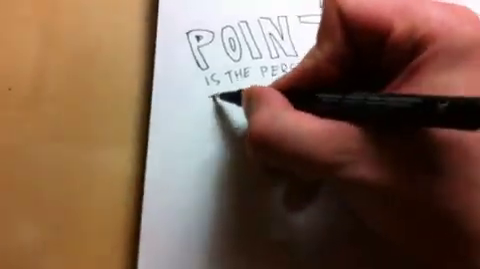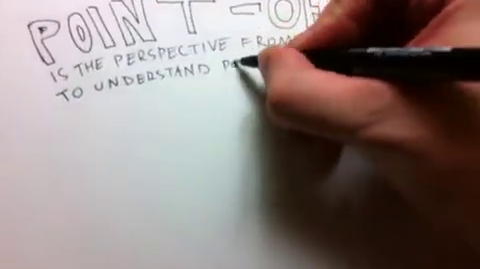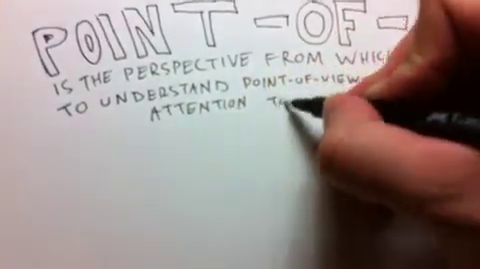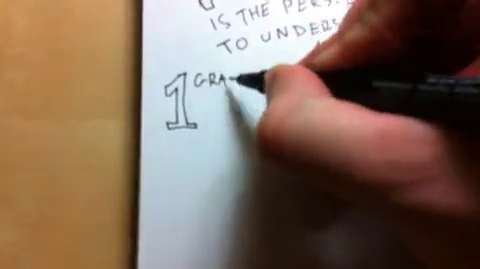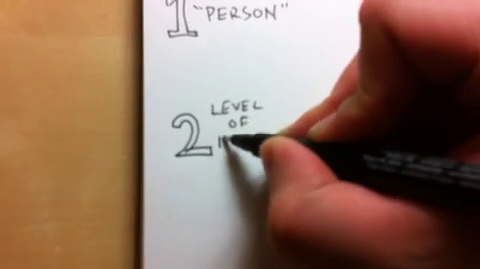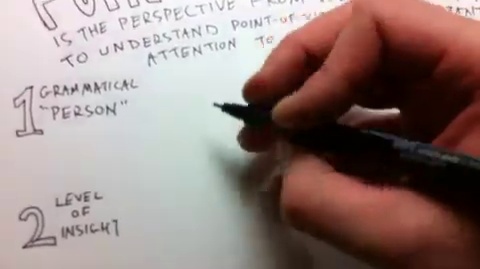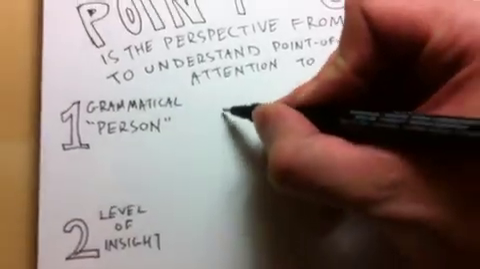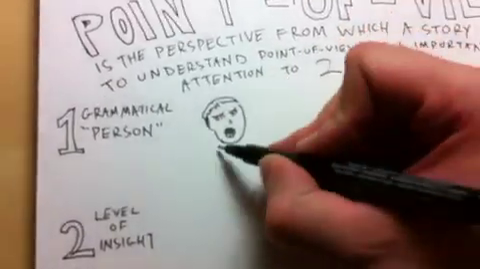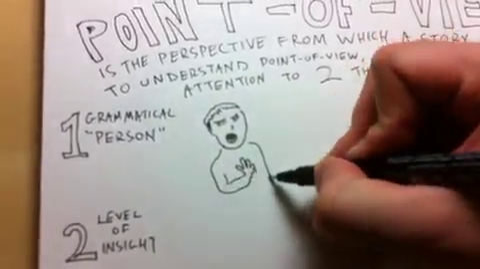To understand and talk about point of view, it's important to pay attention to a couple of different things. The first is the grammatical person, this category of pronouns. And the second is the level of insight that the narrator has. Grammatically speaking, person refers to the pronouns we use. Are we telling a story about ourselves or someone else?